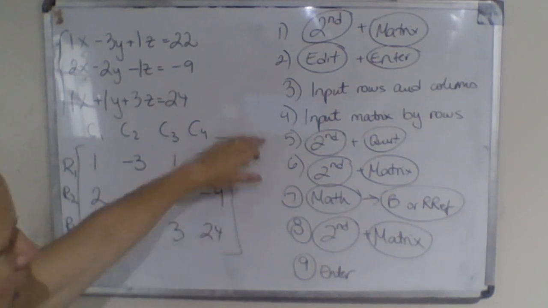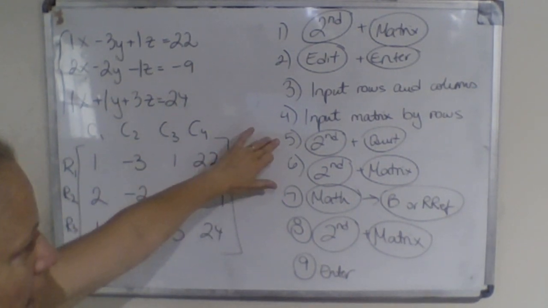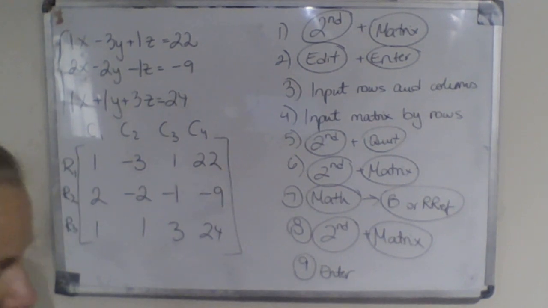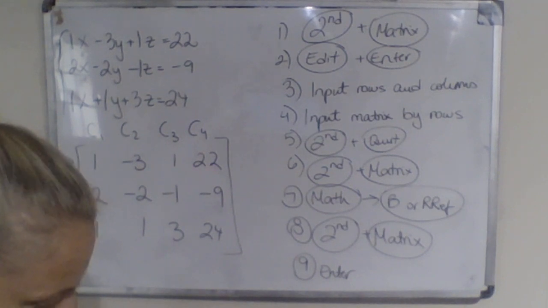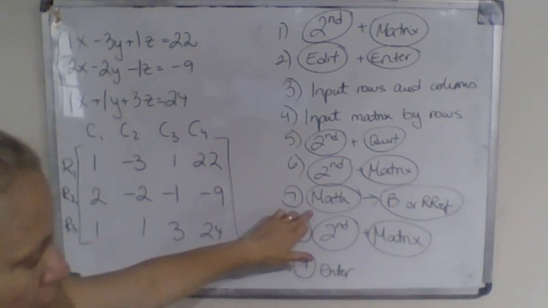We're done. The instructions say we're going to do second and quit. So I'm going to go second and quit. The quit is right next to the second, if you're wondering. And now I'm going back to the second matrix. And we said we're going to go over to math.